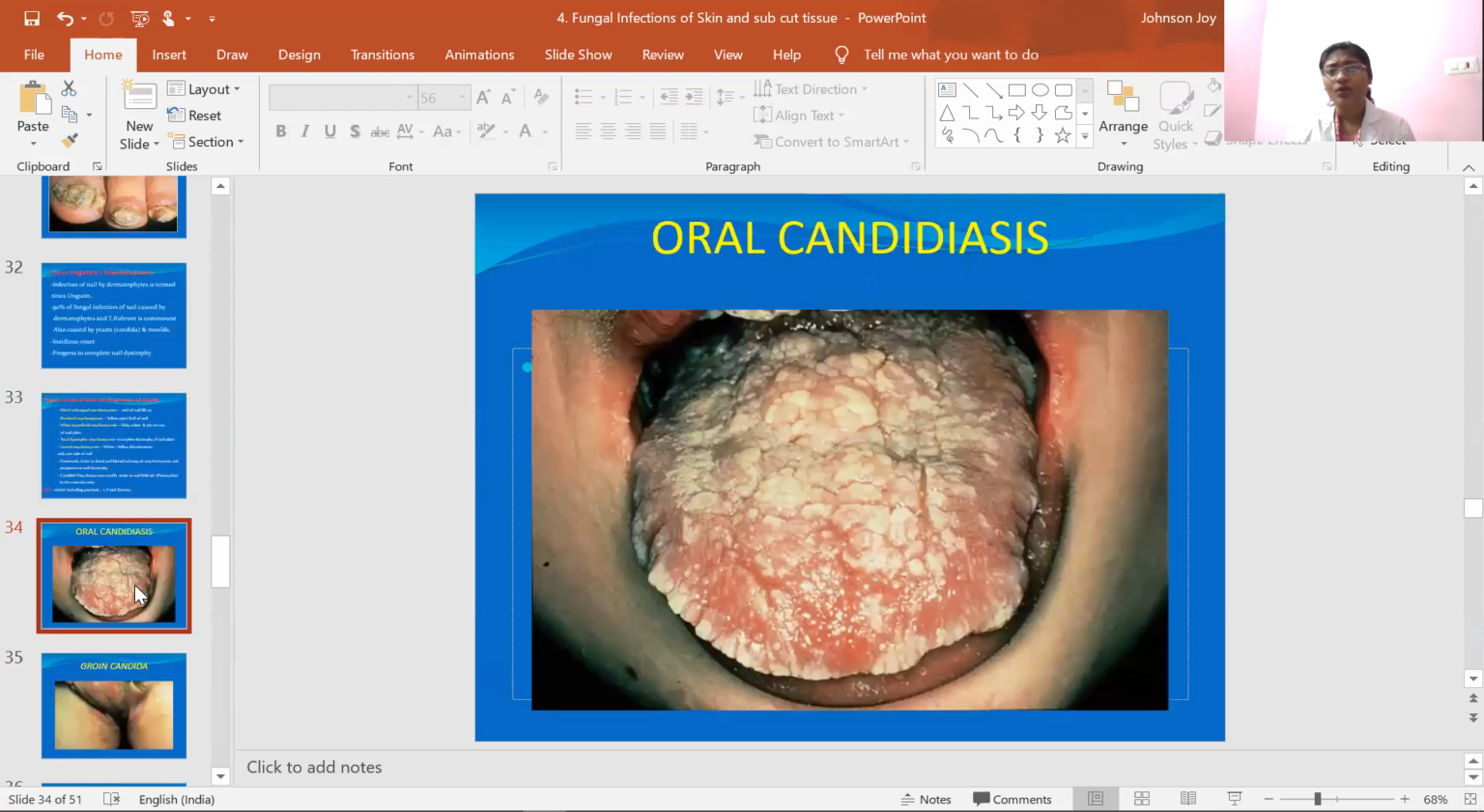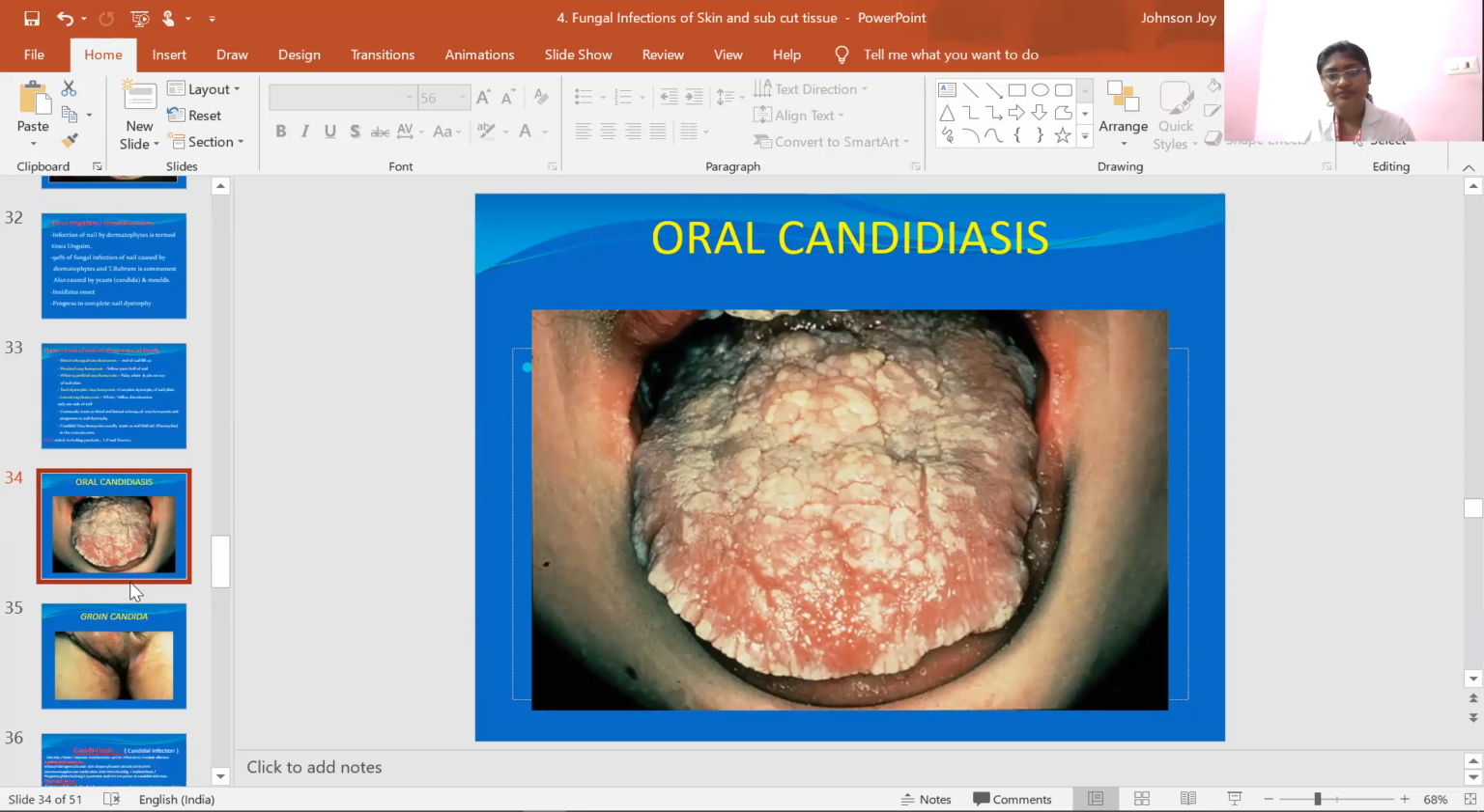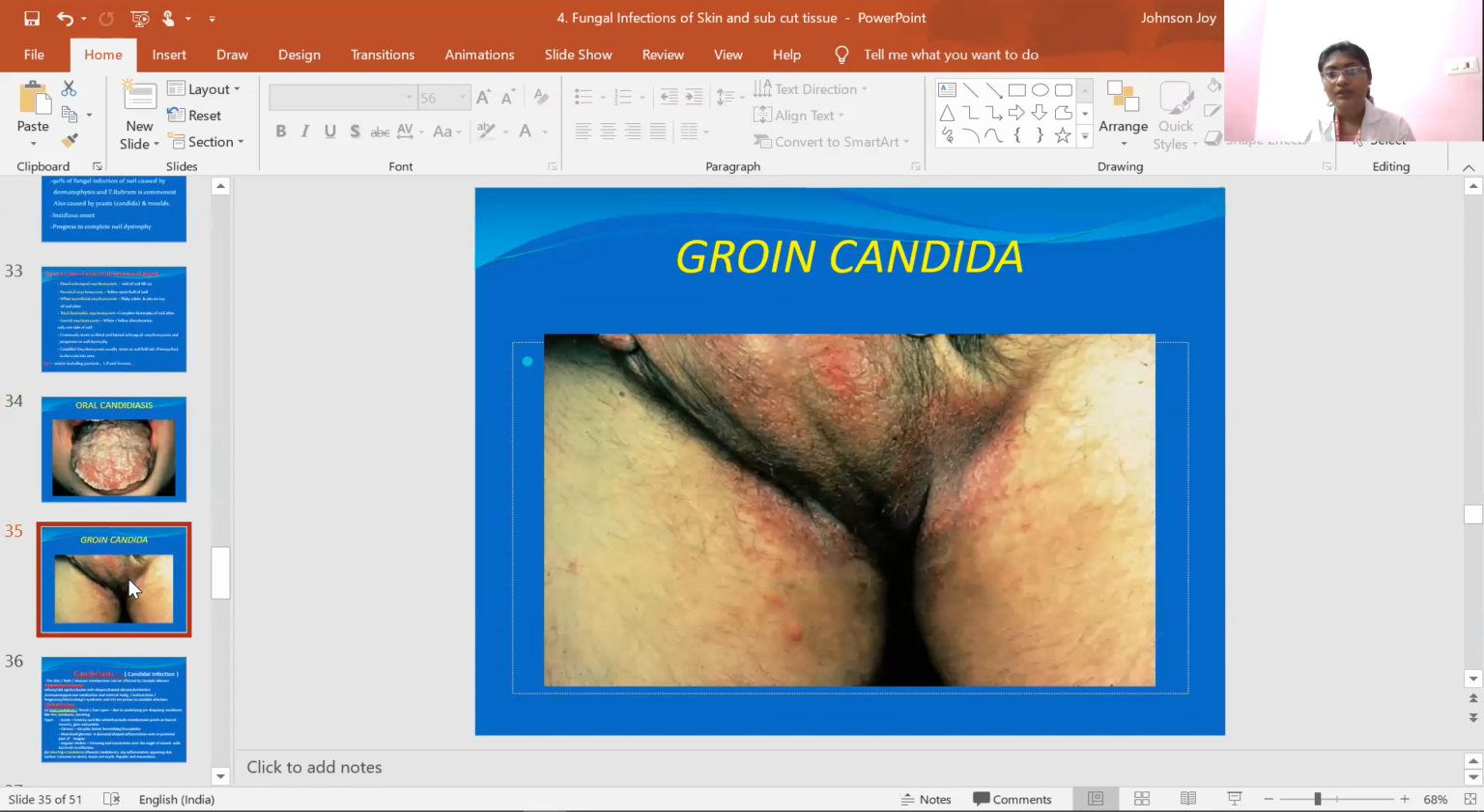And this is nothing but oral candidiasis, where you can see curdy white flakes or plaques on the dorsum of the tongue. This is groin candidiasis, where you can see erythema as well as multiple papules which have coalesced together to form a plaque, and there is a macerated appearance.